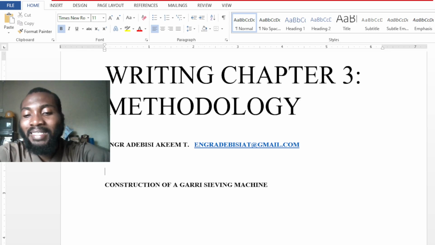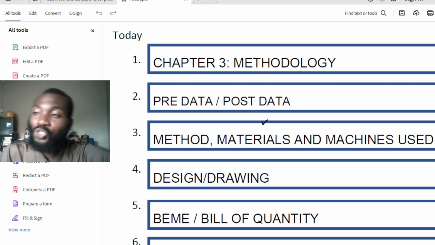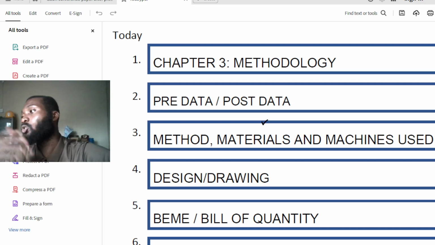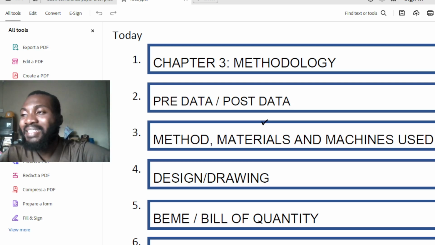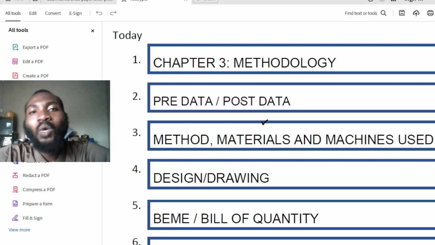Also, in our pre-data report, we want to know what machines will be used, where they will be used, and so on. For our post-data or the final report, we want to know the machines that were used. You might intend to use a bench shearing machine for the sheet metal and chisel, and at the end of the day, you don't use sheet metal, you end up using another material. The final report will capture that, while the pre-data will state what we will use. That aside, what are the contents that go into the chapter 3 methodology?